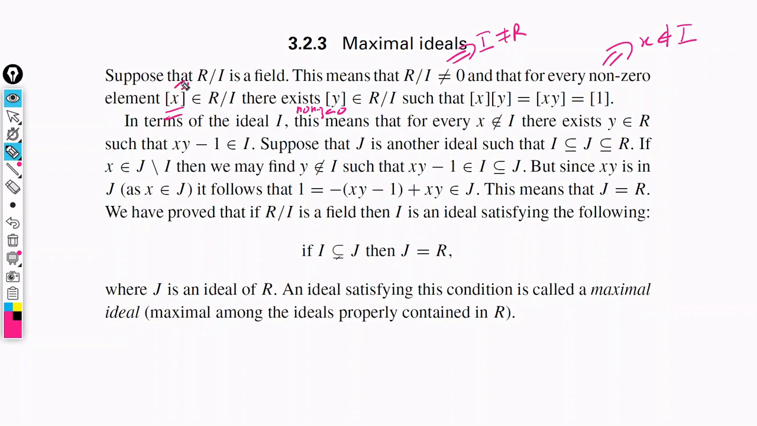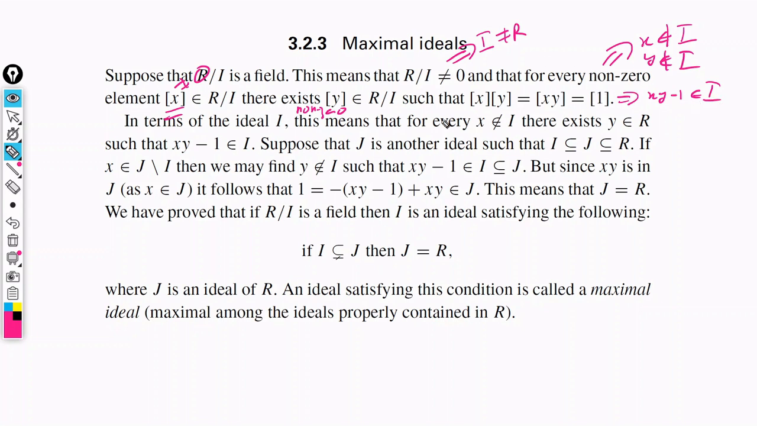So this is not equal to 0, which means x does not belong to I. Similarly, this y is also non-zero, so y also does not belong to I. Clear? Also we know that two cosets are the same if their difference belongs to I. So xy belongs to I.